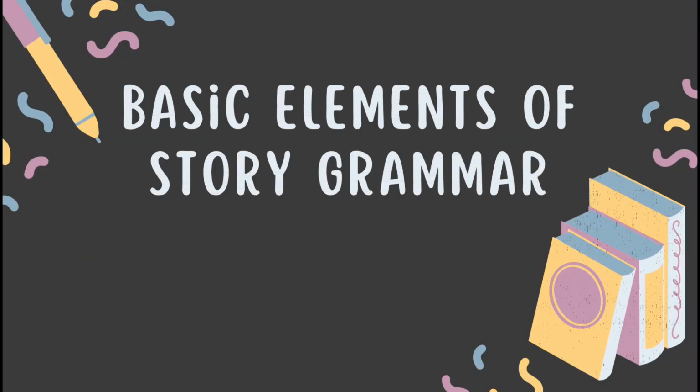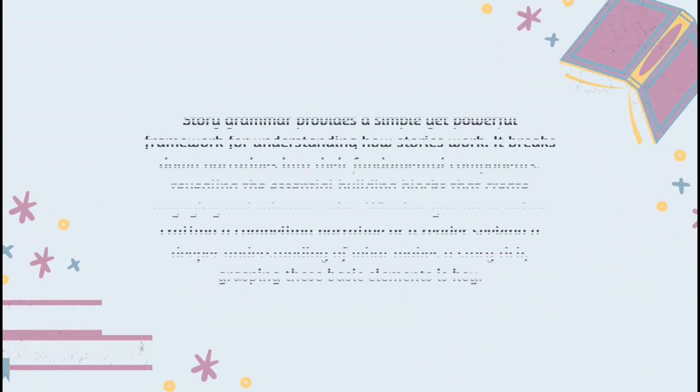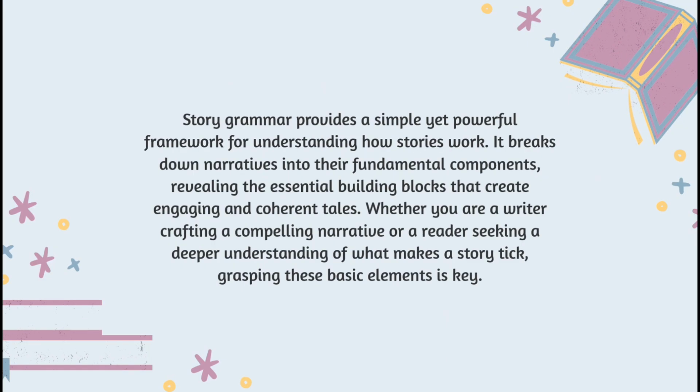Basic elements of story grammar. Building blocks of a great story. Story grammar provides a simple yet powerful framework for understanding how stories work. It breaks down narratives into their fundamental components, revealing the essential building blocks that create engaging and coherent tales. Whether you are a writer crafting a compelling narrative, or a reader seeking a deeper understanding of what makes a story tick, grasping these basic elements is key.